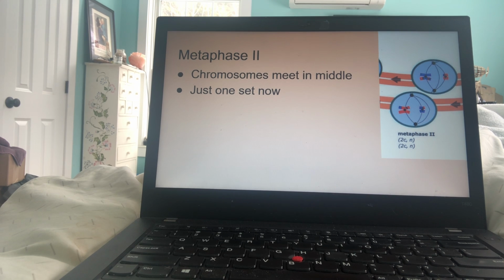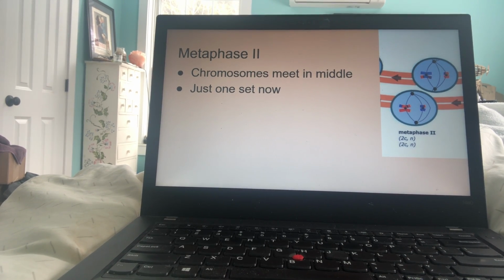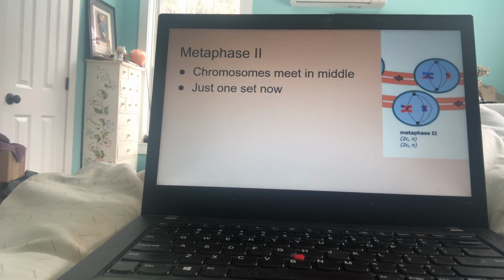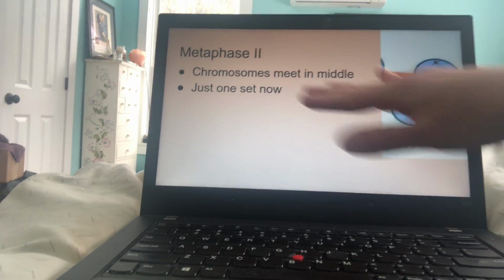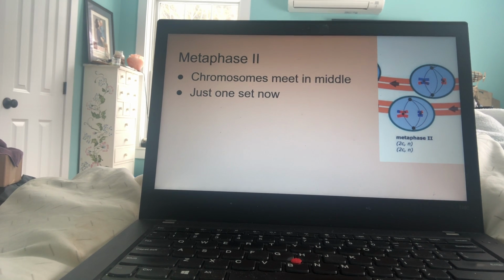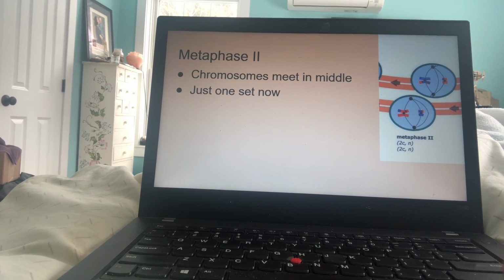So metaphase 2, the chromosomes are meeting in the middle. So there's just one set now. In the last round, we had a chromosome and a chromosome. Now they're all lining up like soldiers, like in mitosis. Single file.